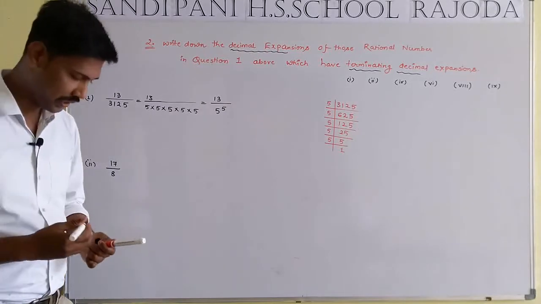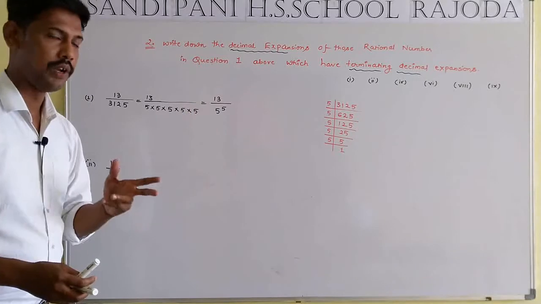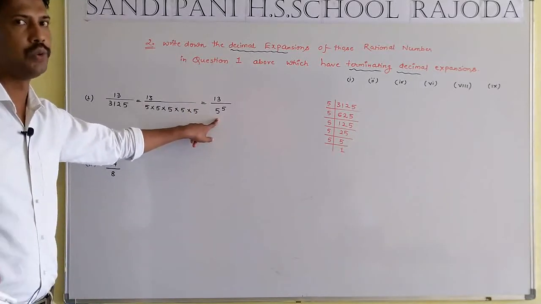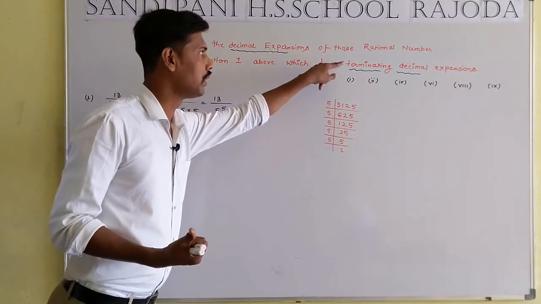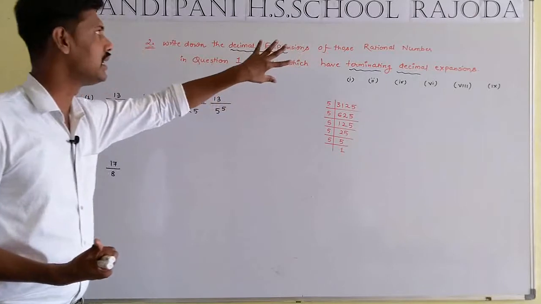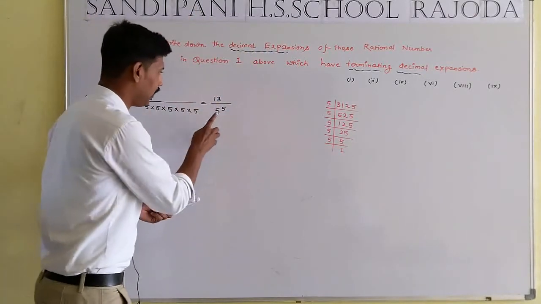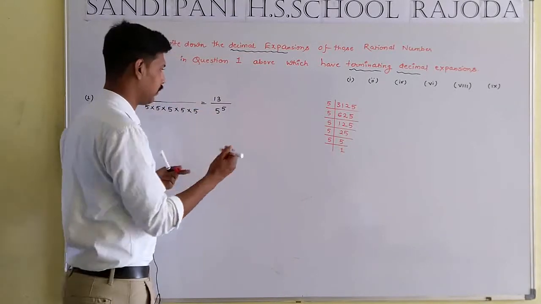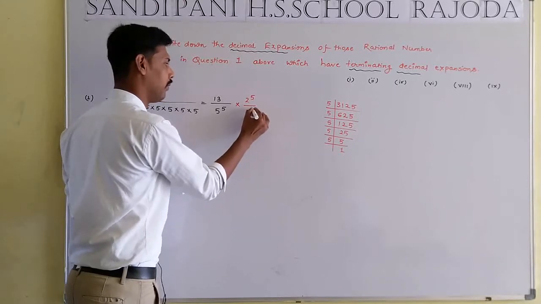Now students, focus. In the last question I told you we want 2 or 5, either 2 or 5, but when we want to convert a terminating decimal into decimal, how many times 5? 5 to the power 5. That means we have to multiply by 2 to the power 5.